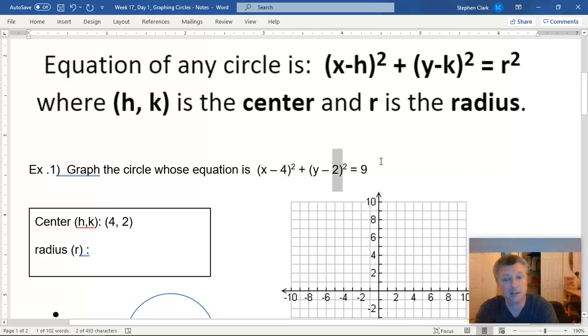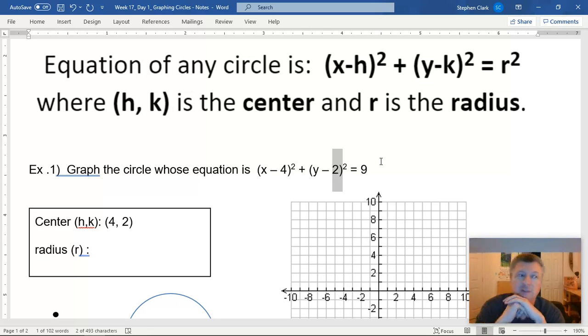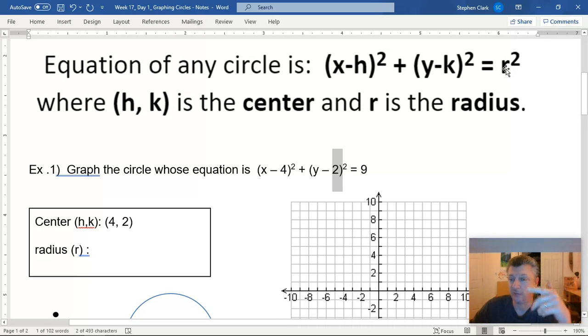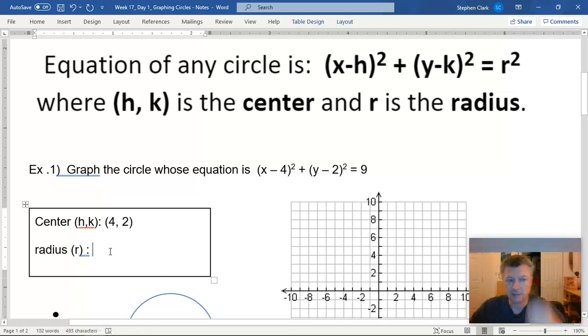9 is not the radius, because r squared is 9. So something squared is 9. If you want to figure out what squared is 9, you take the square root of 9, which you guys learned how to do, I'm sure, on a calculator or computer somewhere. The square root of 9 is 3, right? So if you look up the formula, r would be 3. 3 squared is 9. 3 times 3 is 9. So the radius is 3.